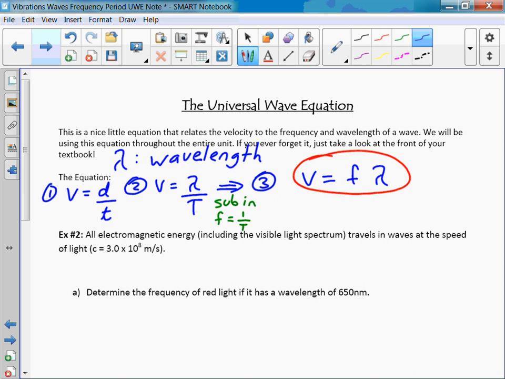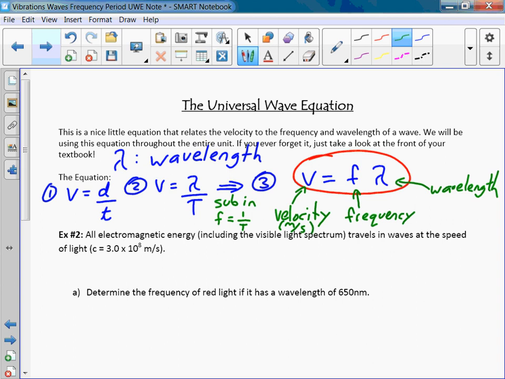Just so you have in the notes what the variables mean: this is the velocity of the wave, this is the frequency, and this is the wavelength. Velocity is in meters per second, frequency is in hertz, and wavelength is just in meters. So that's going to relate the velocity to the frequency and the wavelength of a wave.